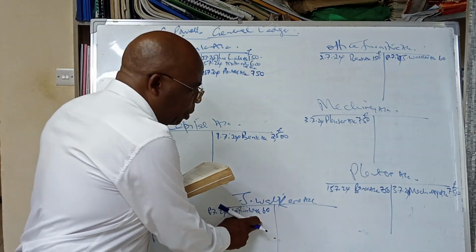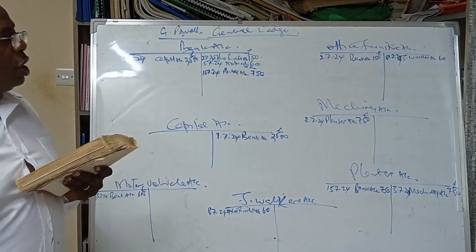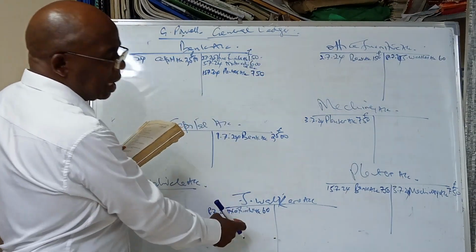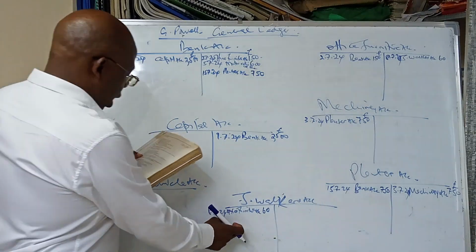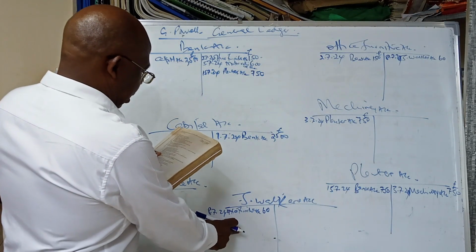Now, then we are told we received an amount due from J. Walker. J. Walker is now paying us. We sold office furniture to him on credit. It became a receivable. Now we are receiving the money from J. Walker, and we are told we are receiving cash, 60.